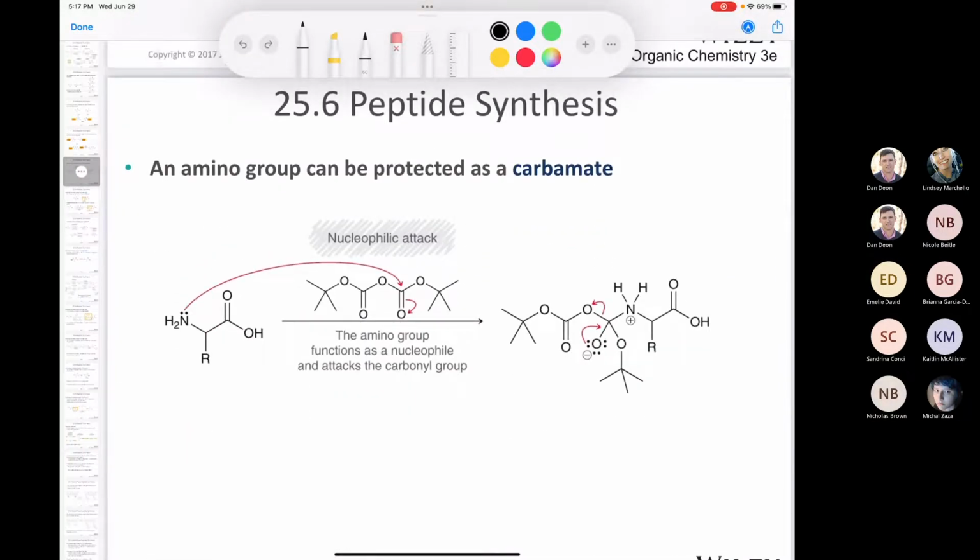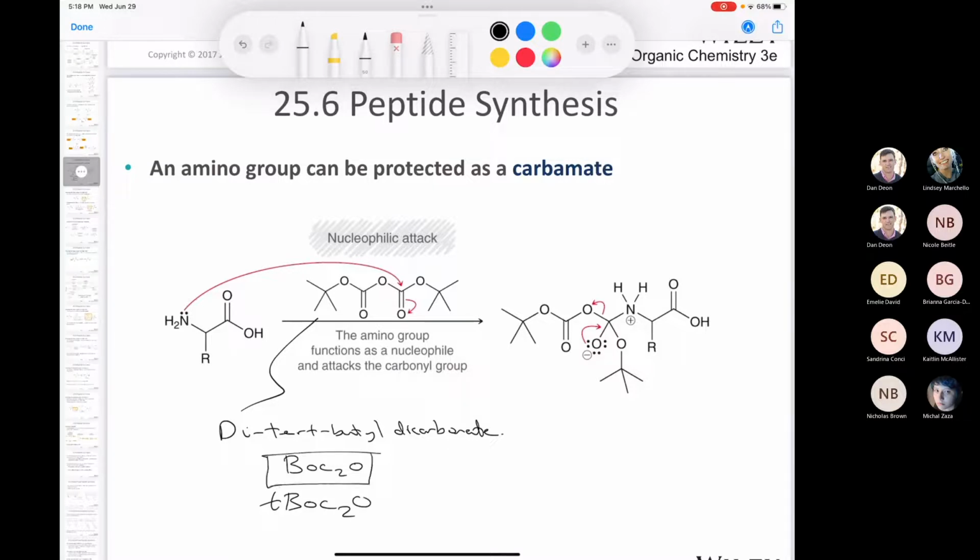The first protecting group that we're going to cover is for the amino group, and it is a carbamate. This is part of the mechanism of the formation of a carbamate, but what I want to point out is this big compound here. This is called di-tert-butyl dicarbonate. It has several shorthand names or acronyms. The one that's used in the book is Boc2O. Sometimes they'll use t-butoxycarbonyl, like tBoc2O, but I think Boc2O is the one our textbook uses.